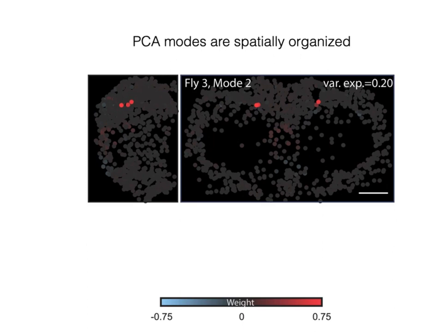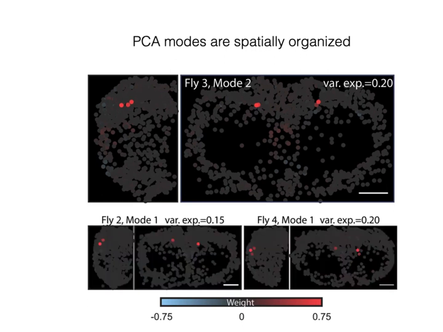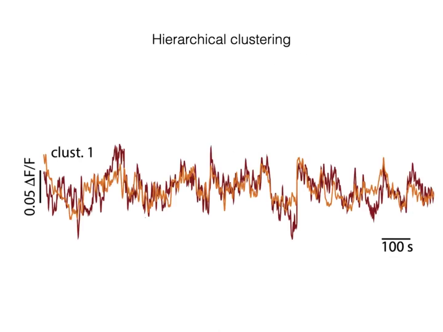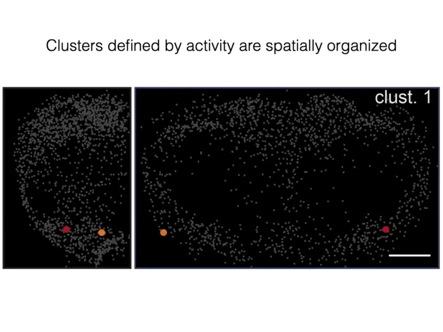So here is an example where a pair of cells in each hemisphere have highly similar dynamics. So this formed one of the dominant modes of activity in the whole brain despite basically only being comprised of 4 cells. These patterns are also common across flies. So this suggests that there are a large number of small patterns, clusters of neurons with unique dynamics. We asked this directly using hierarchical clustering. This analysis revealed interesting structure at many scales, but focusing on the small clusters, we find that they too display spatial symmetry.